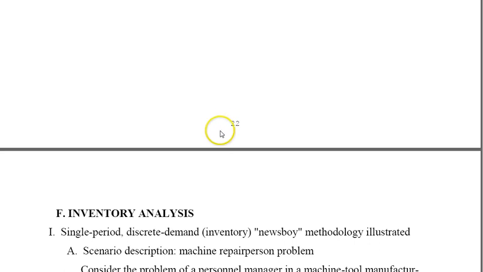The next video is going to be about inventory analysis and how we use inventory models, and sometimes how we can use decision analysis to solve inventory problems.